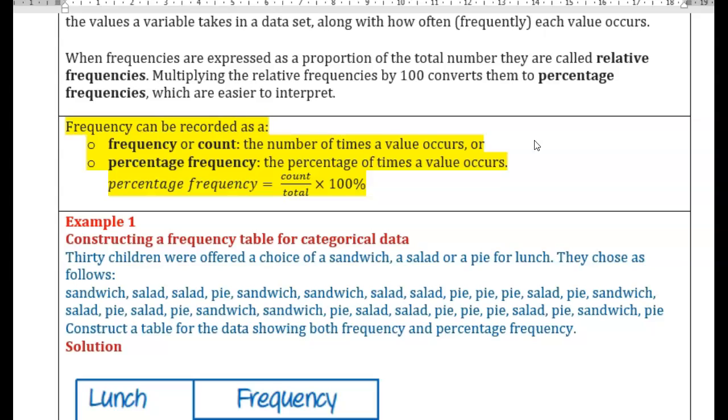It's also easier to compare two groups. So we might have, say, a small school like Shelford, and a bigger school like Haileybury, and you're comparing them. It's probably best to compare percentages than actual numbers.